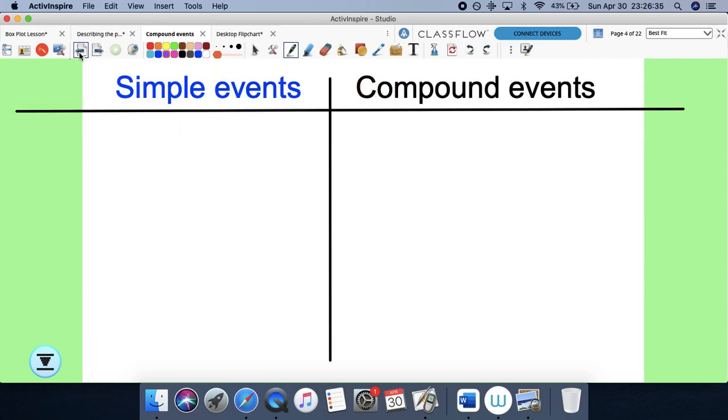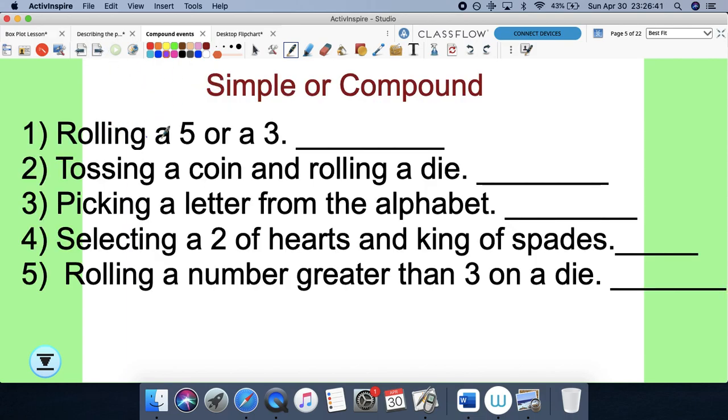Simple event. Let me go over here. Rolling a 5 or a 3 on a cube. So P of 5 or 3. This is a simple event because I'm only throwing the cube one time. Tossing a coin and rolling a die, here's your magic word. So I have to do 2 experiments here. So this will be compound.